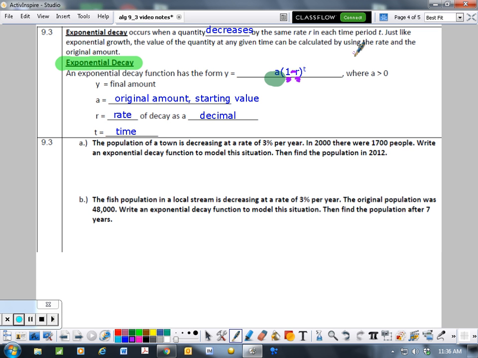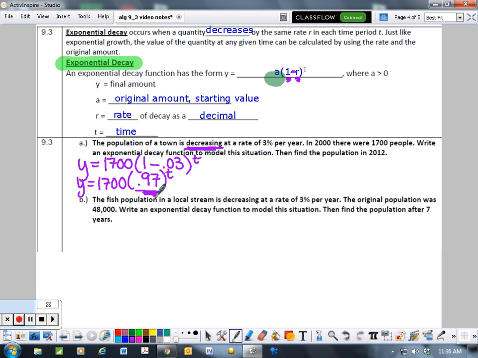So let's go ahead and look at our problem. The population of a town is decreasing. So here's a key word, exponential decay. We're decreasing at a rate of 3% a year. In 2000, there were 1,700 people. So y equals 1,700 times 1 minus our 3%, so 0.03, to the t power. So this becomes y equals 1,700 times 0.97 to the t power. And that's how we know it's decay, when this number is less than 1, because it's going to take off a little percentage each time.